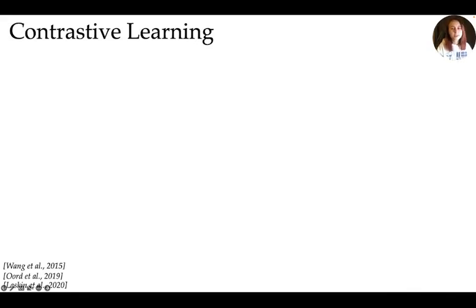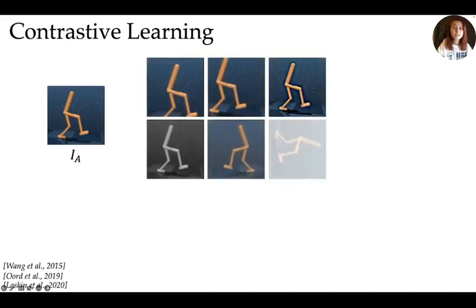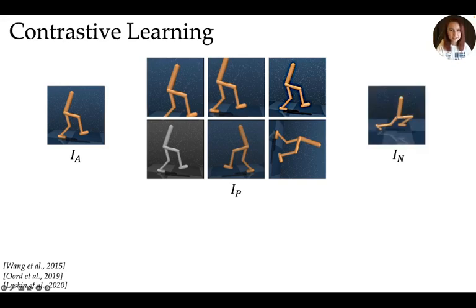Recent works in contrastive learning explicitly focus on learning good visual representations by training from data generated in an unsupervised fashion. So given an anchor image, you can apply data augmentation techniques like random cropping, contrast and brightness manipulations, rotations, and obtain what's called a positive image. And then you can complete this triplet with a completely different image called a negative.